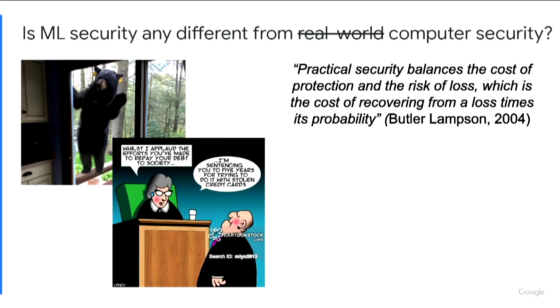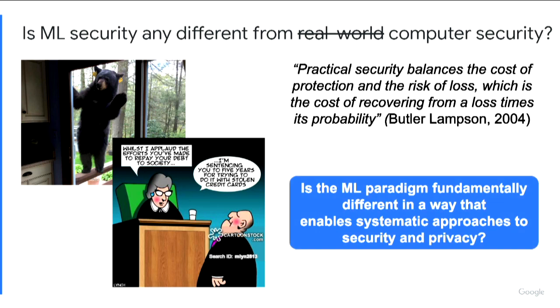Now in this lecture, I'd like you to think about this question, which is whether machine learning is any different from traditional computer security. In traditional computer security, we usually have something that looks like an arms race, where adversaries identify a vulnerability in the system, and the defenders patch it. And then you keep going with this arms race. This is one of the reasons why in 2004, Butler and Lampson made a comparison between traditional computer security and real-world security. In both cases, what you're really doing is balancing the cost of protecting with the risk of the loss.